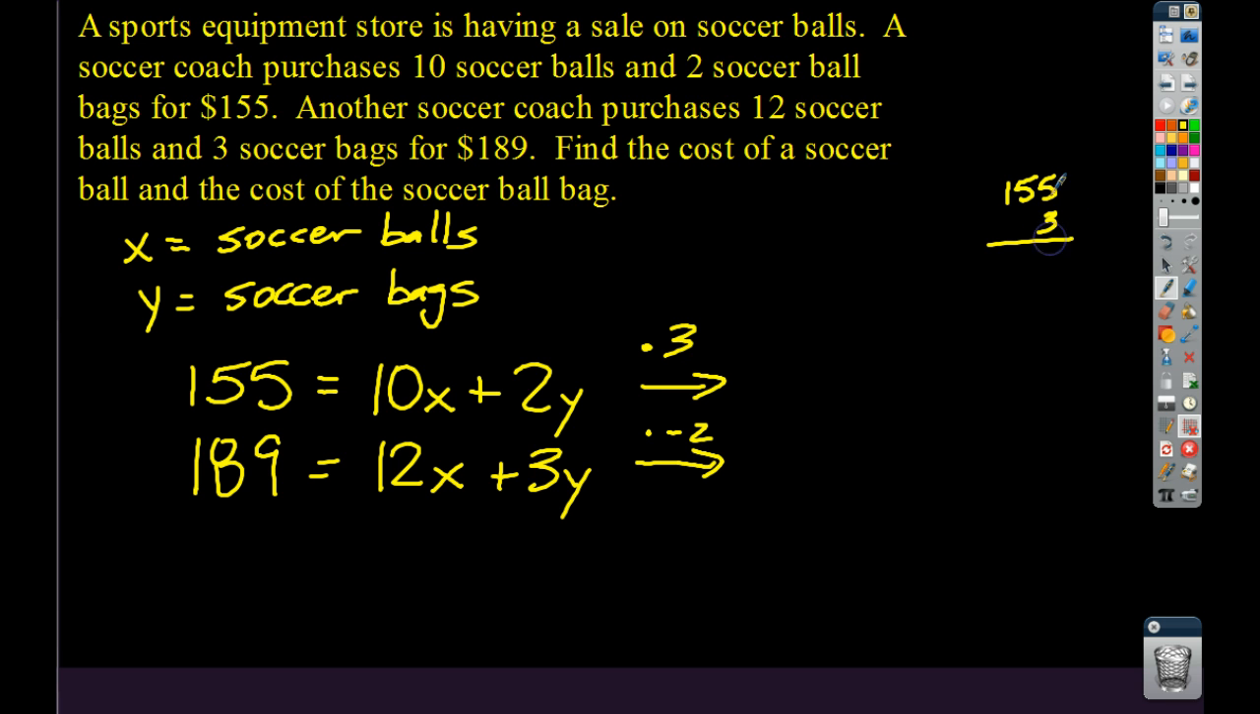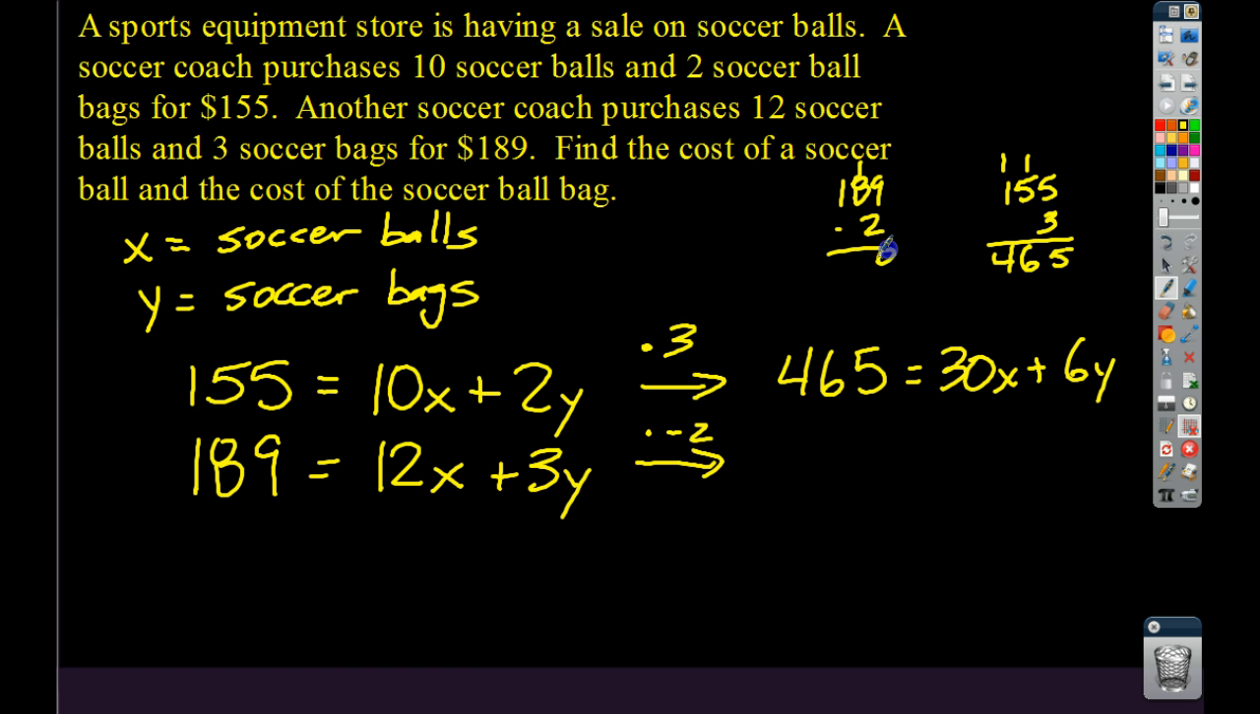So let's see, 155 times 3. 3 times 5 is 15. 3 times 5 is 15, 16. 3 times 1 is 3, plus that is 465. Okay, so we have 465 is equal to 30x plus 6y. And then 189 times 2. So 2 times 9 is 18, and 2 times 8 is 16, 17. 2 times 1, 378. So negative 378 is equal to negative 24x minus 6y.